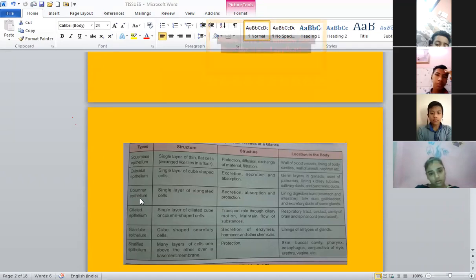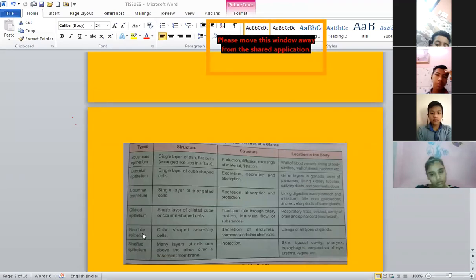Then comes columnar epithelium, single layer of elongated cells. Their function is secretion, absorption, and protection, and they are found in the digestive tract, that is stomach, intestine, bile duct, gallbladder, and excretory ducts of some glands. Then ciliated epithelium, single layer of ciliated tube or column shaped cells, and the function is transport through ciliary motion. They have cilia, so motion is through cilia and maintains flow of substances. And they are found in respiratory tract, oviduct, cavity of brain, and spinal cord, etc.